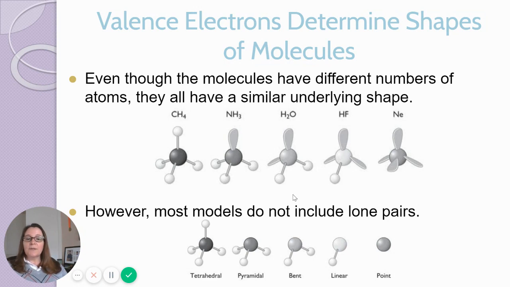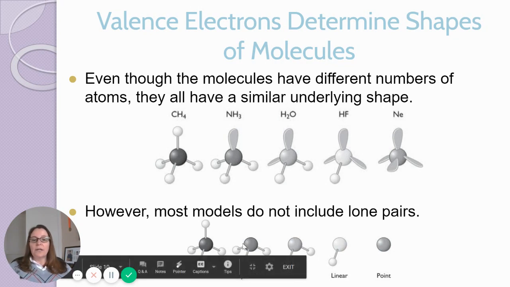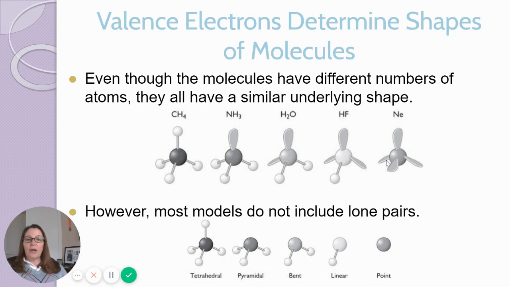Now, most models that you'll see, and the ones that we'll continue to look at and use, don't include the lone pairs, so they look like this. This is a tetrahedral shape, and I'll have to move my mouse in a minute. This is a pyramidal shape, bent shape, a linear shape, and then this is a point. This represents the noble gases. They already have 8 valence electrons, so when we pair those up, it's completely covered with lone pairs, and it doesn't have an available electron to make a bonded pair.